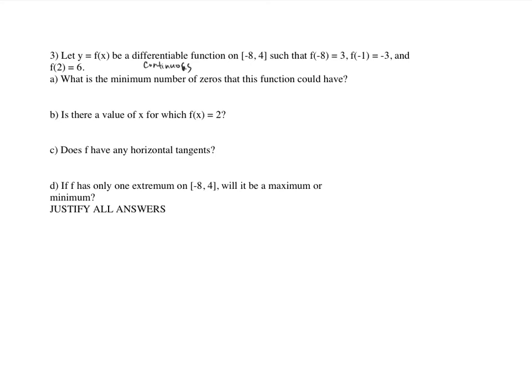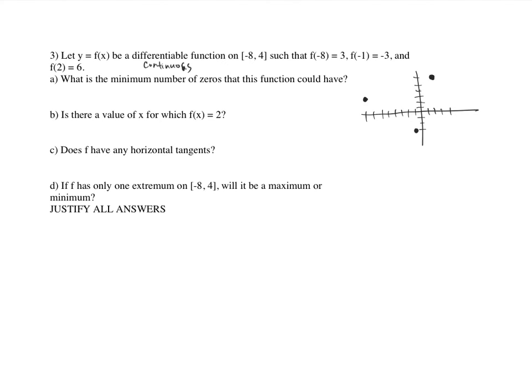Let's sketch out what's going on here. So let's quickly draw a sketch of our situation. And we've got from negative 8 to 4. 1, 2, 3, 4. And over here, f of negative 8 is 3. So we're at this point. F of negative 1 is negative 3. And f of 2 is 1, 2, 3, 4, 5, 6. F of 2 is 6. Right up there. So we've got these 3 points. What is the minimum number of zeros this function can have?